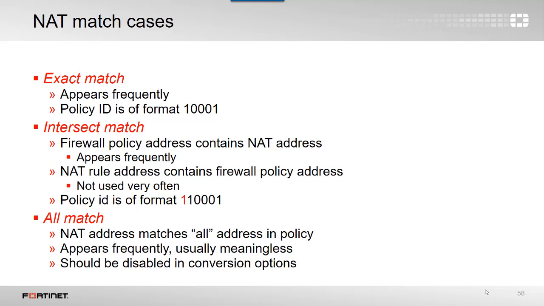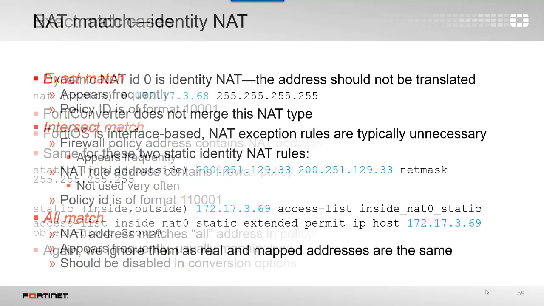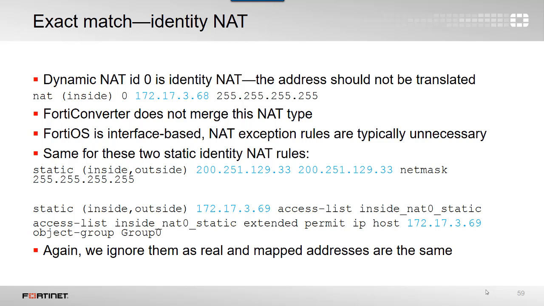Another one is an all match, and that's basically where the NAT address matches the all address in a policy. So this appears frequently, but usually its matching is unintentional. Generally our NAT rules are going to be quite specific, so we don't really want to be matching all addresses. So we should disable the all matching. So we're looking specifically at exact and intersect match. Okay, so let's just go through some examples here.